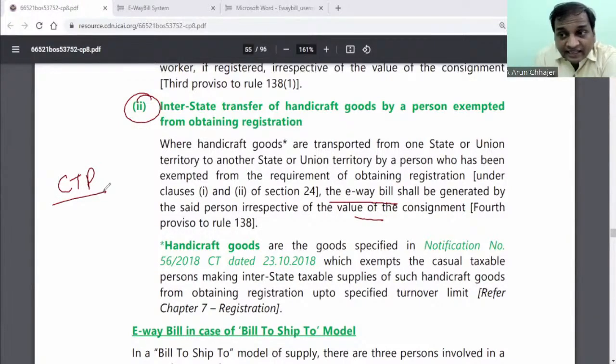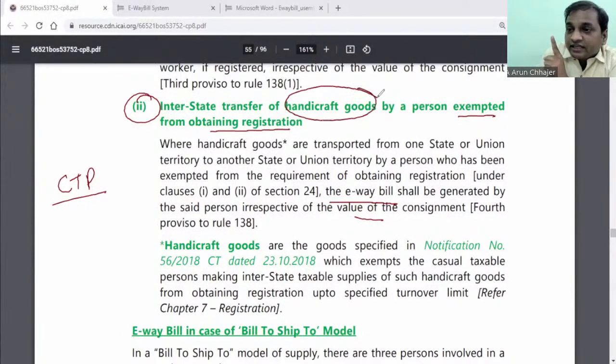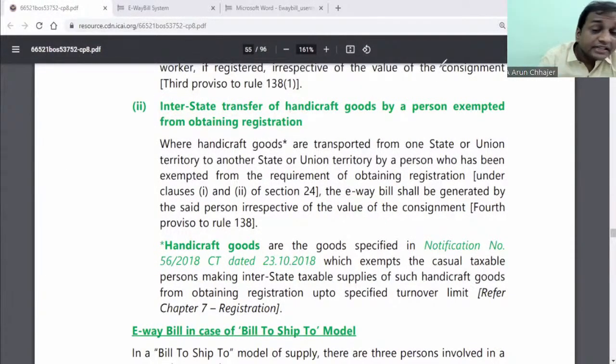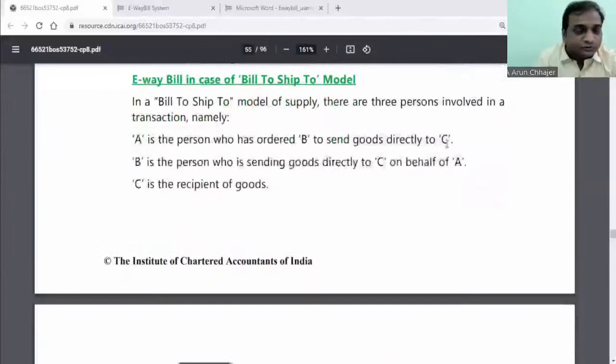But if he is engaged in handicraft goods, he is not required to register till 20 lakh or 10 lakh. In that case, if he is getting the relaxation from registration because of the handicraft goods, and he is moving the handicraft goods interstate, then he needs to prepare the e-way bill mandatorily. These are the two relaxations and two exceptions from 50,000.